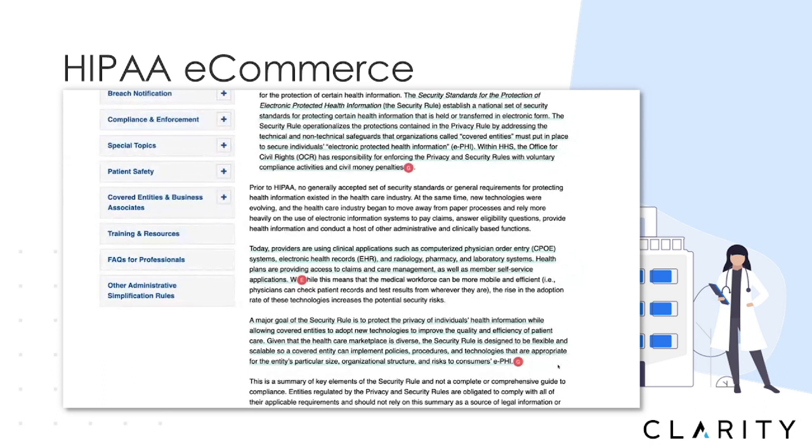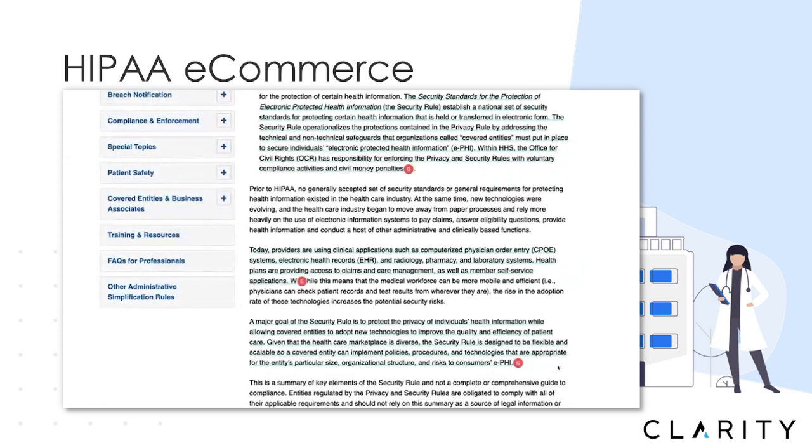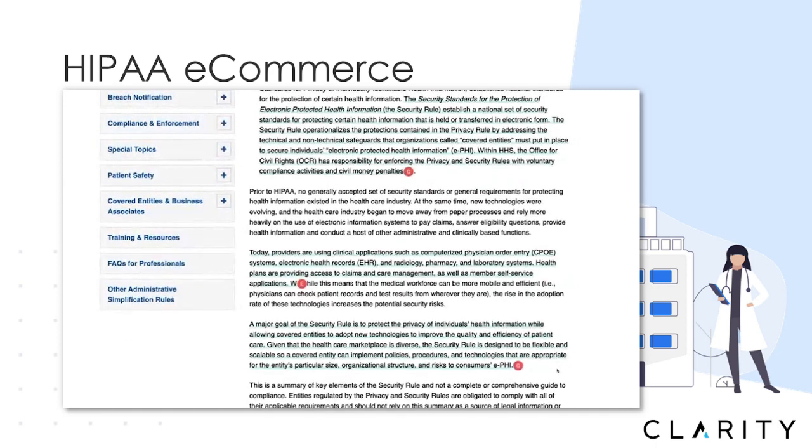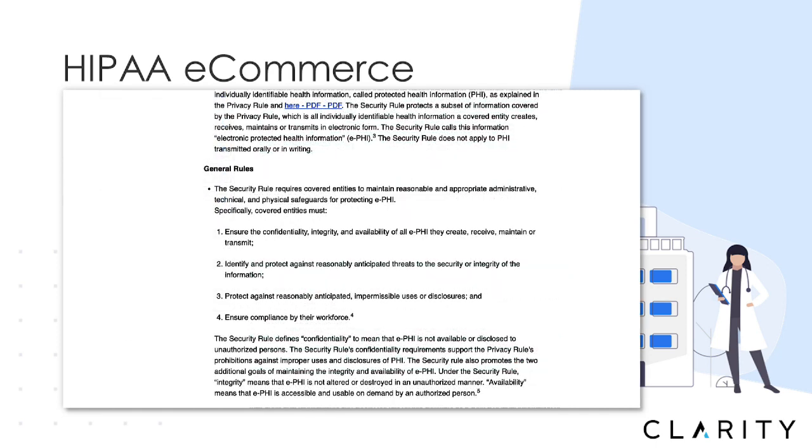Now, one of the things that you can do is get into, like I said, different scenarios. If you go to the general rules section and dig into that, they say specifically that covered entities must ensure the confidentiality, integrity, and availability of all PHI they create, receive, maintain, or transmit. Identify and protect against reasonably anticipated threats to the security or integrity of the information. Protect against reasonably anticipated impermissible uses or disclosures, and then ensure compliance by their workforce.